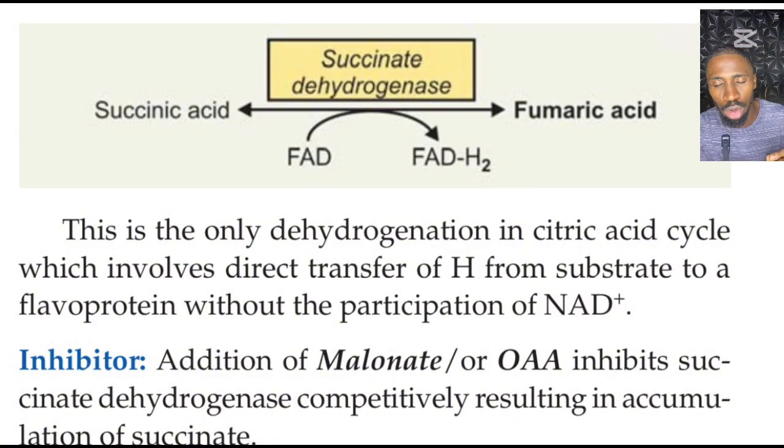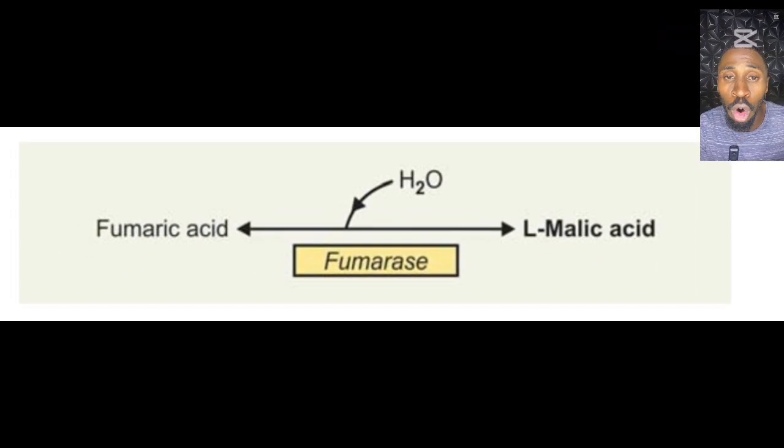Now, since we have formed fumarate, fumarate can be hydrated to form malate by the addition of water. So when you add water to fumarate using the enzyme fumarase, you form malate. Don't forget, malate. So fumarate is hydrated by fumarase to form malate. Now we have formed malate. This is our step 7.